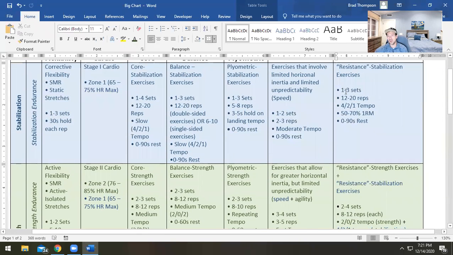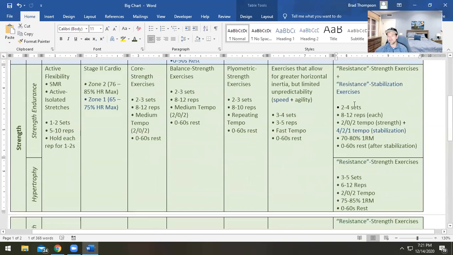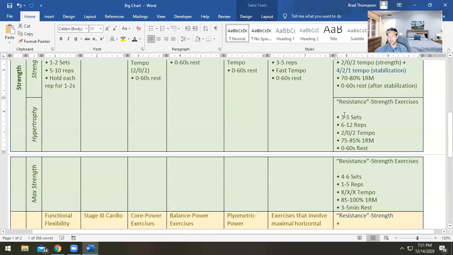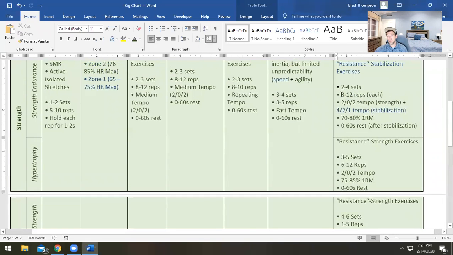Notice how we went from 1 to 3 to 2 to 4. Now we're all the way up to 3 to 5, right? So our sets are going up as we climb on intensity. And guess what? Our reps are going to go down. We were at 8 to 12. Now we're all the way down to 6 to 12.